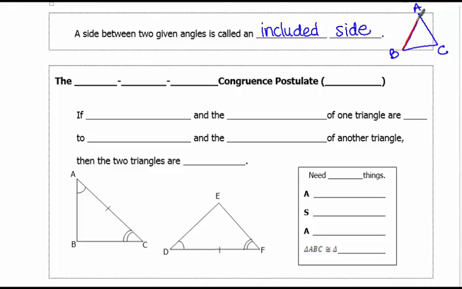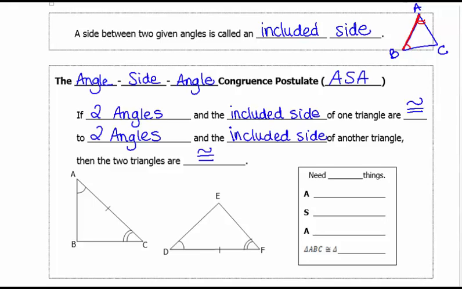So side AB is the included side between angle B and angle A. So we're going to use that term down here in the angle side angle congruence postulate. So here's what the angle side angle congruence postulate says. If two angles and the included side of one triangle are congruent to two angles and the included side of another triangle, then we can say that these two triangles are congruent using the angle side angle postulate.